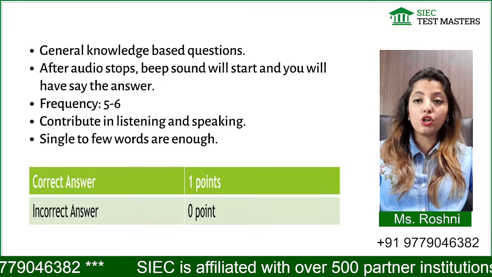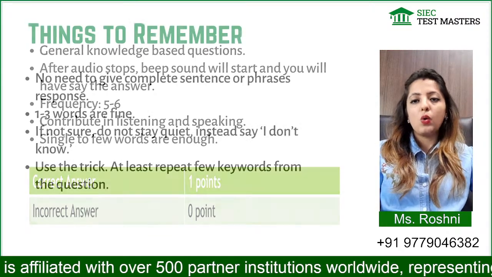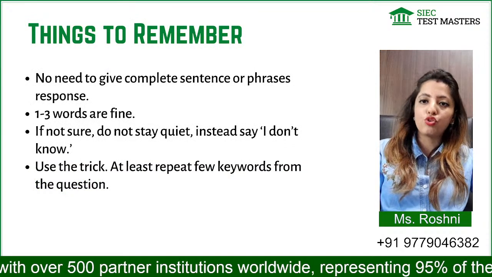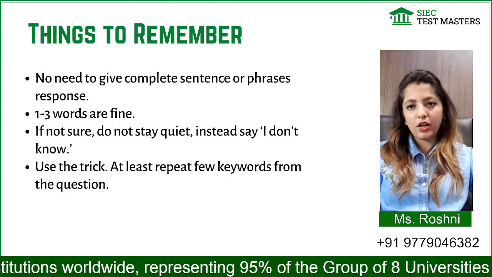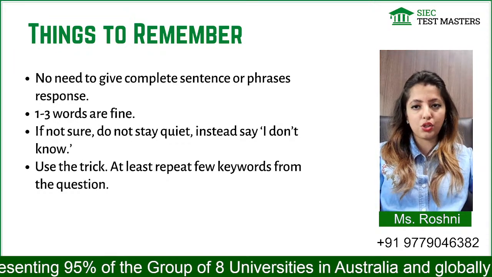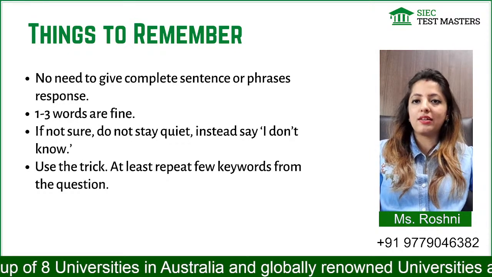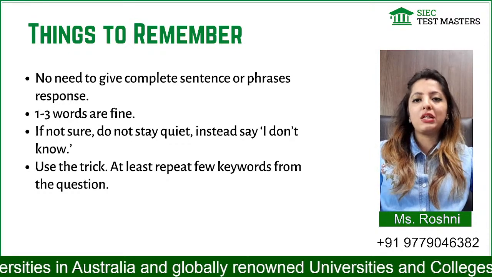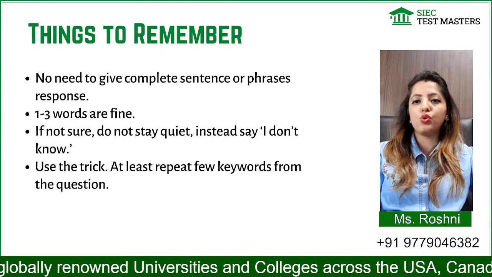So firstly, do not go for complex sentence structures or phrases which will make you confused, or maybe confuse the AI software as well. One to three words are fine, and you can actually use tricks while answering short questions. If you are not sure what the answer should be, go for repeating any keyword from the question.